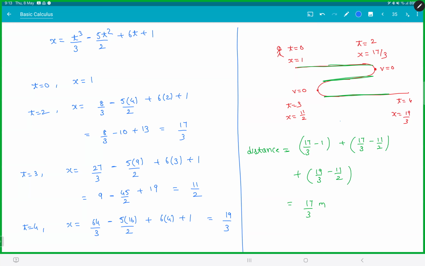This is how you do distance problems. If I give you an equation and ask you to find distance, this is the only way we have. You literally have to plot the coordinates. You have to find the turning points. You have to find those coordinates, and then you have to subtract the distances.